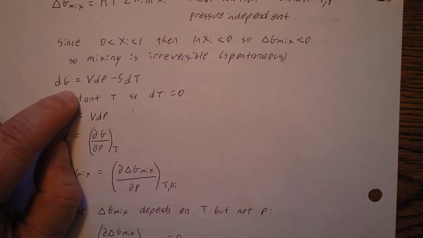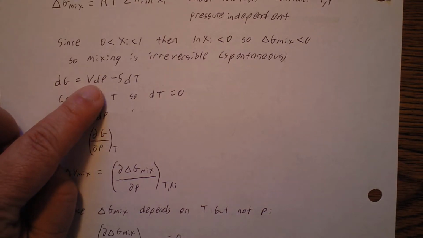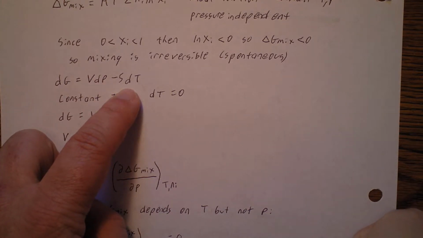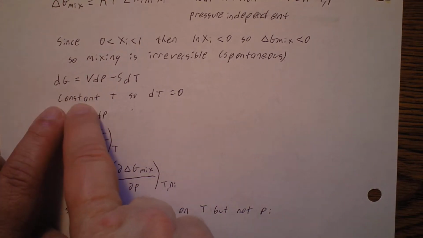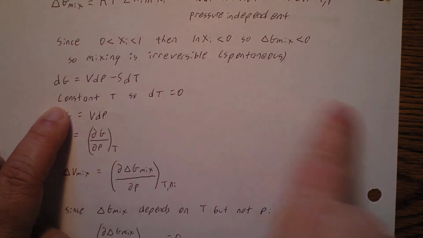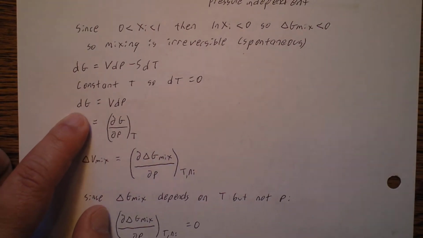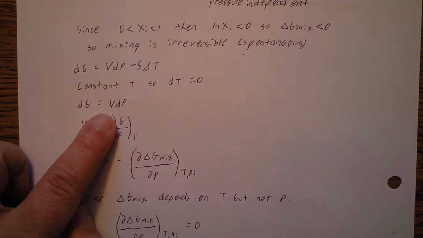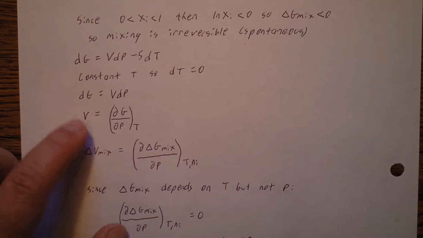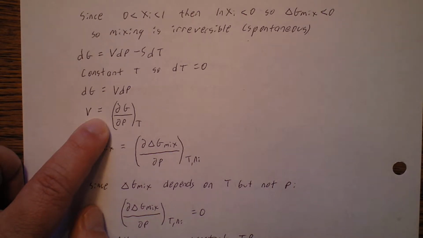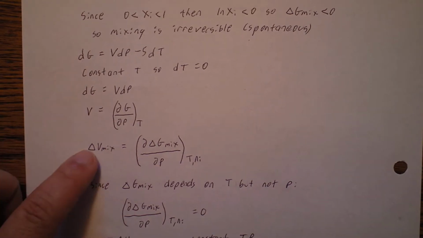Now the differential of the Gibbs energy is going to be equal to the volume times the differential of pressure minus the entropy times the differential of temperature. Now, we're assuming constant temperature, so that differential term, dT, is going to be equal to 0. So all we end up with is the differential of the Gibbs free energy is going to be equal to volume times the differential of pressure. Now we know that volume is going to be equal to the partial derivative of Gibbs free energy with respect to pressure, holding temperature constant.